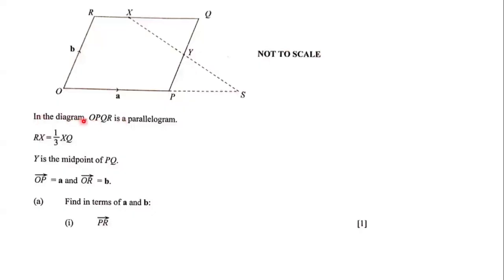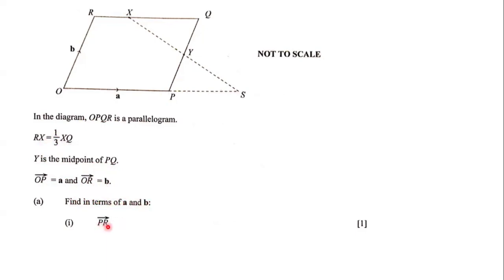In the diagram, OPQR is a parallelogram. RX is equal to a third of XQ. Y is the midpoint of PQ. OP is equal to a and OR is equal to b. Find, in terms of a and b, PR.